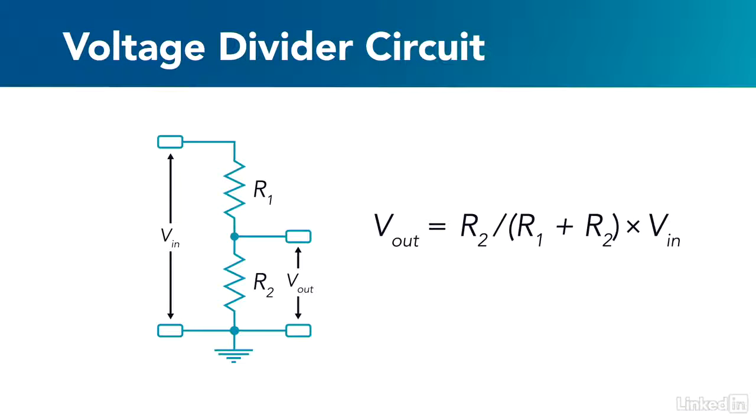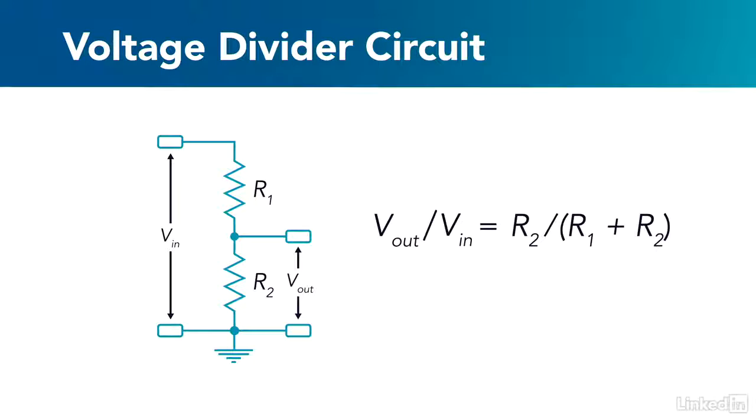This equation provides the general relationship between the input and output voltage based on the values of the top and bottom resistor, which are labeled as R1 and R2. The output voltage is equal to the input voltage times the value of the top resistor divided by the sum of the top and bottom resistors. You'll also commonly see this equation rearranged to show that the ratio of the output voltage to the input voltage is equal to R2 divided by R1 plus R2.